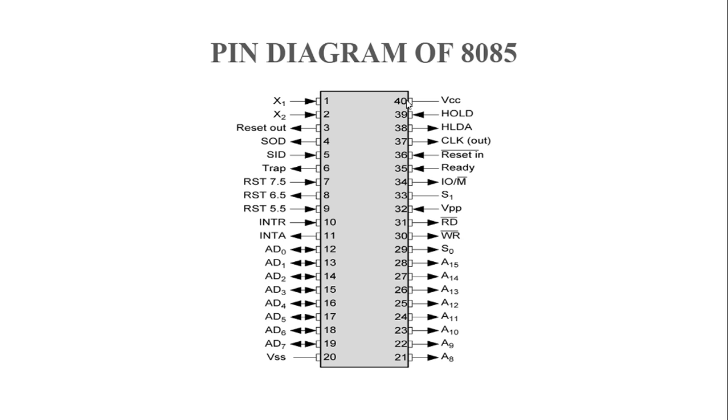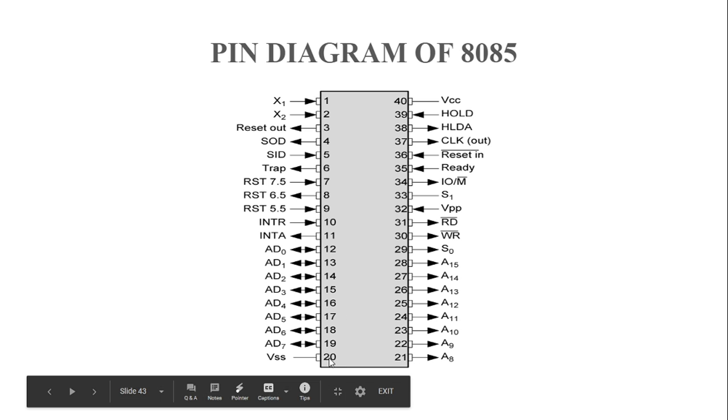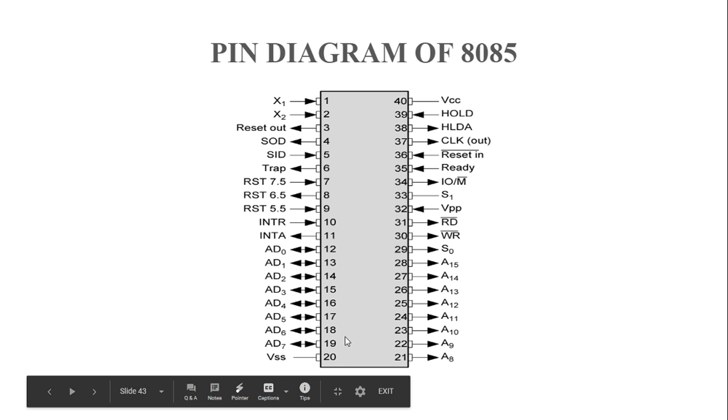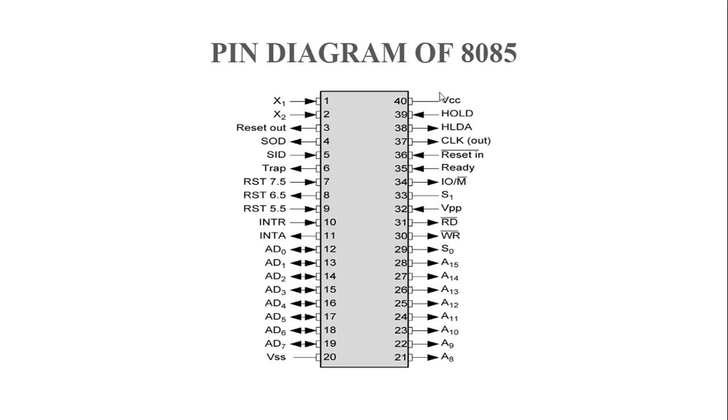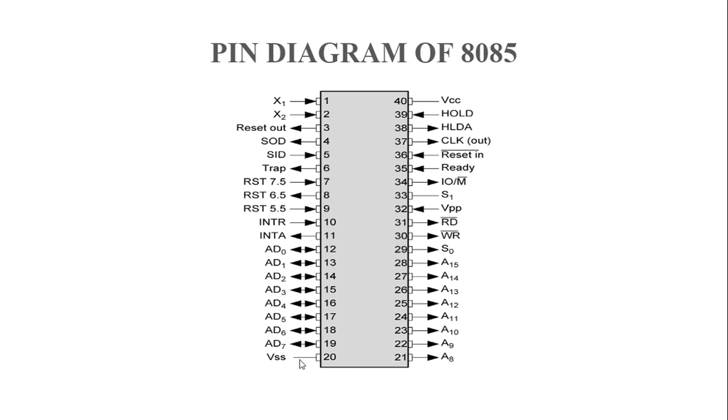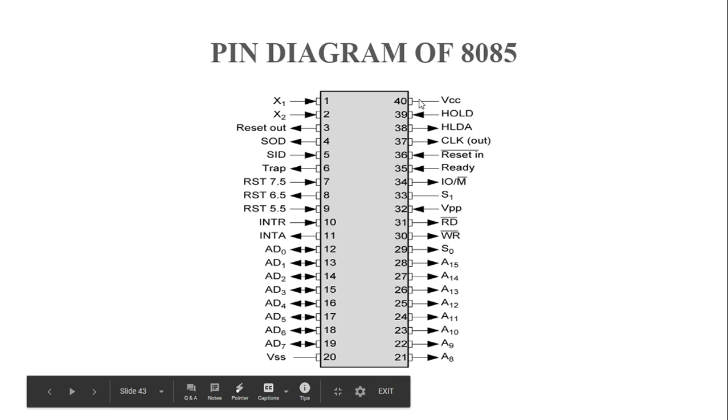Going towards the power supply pins, that is pin number 40, VCC, and pin number 20, VSS. These two are the power supply pins, and through these pins we are transferring the 5 volt and ground to the microprocessor 8085. The 5 volt we are transferring from VCC, while through VSS we are transferring the ground, and both are input pins. Here arrows are not given, but both are input pins.